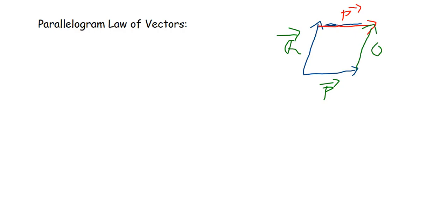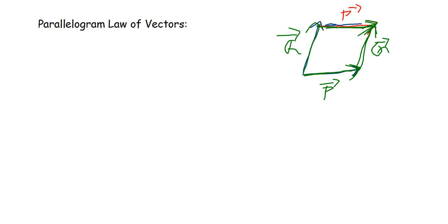So here two sides are equal to each other. These two sides are equal and these two sides are equal. This is a parallelogram. We call this a parallelogram. These two sides are opposite sides, and opposite sides are equal to each other.